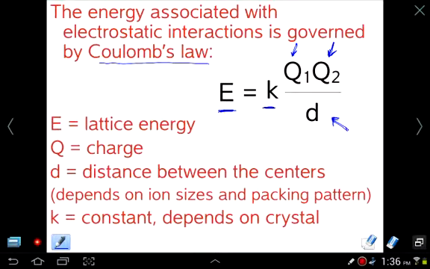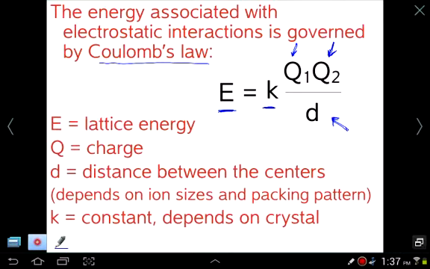Now, it's a good idea to be able to take a look at an equation and understand what it's saying. What this is saying, essentially, is that your charges here influence the energy directly. So if, say, Q2 were to increase, meaning the charge goes up, then automatically the energy between them goes up. Or if Q1 increases, the energy between them goes up. Don't worry about K, it's a constant, so this won't really change.